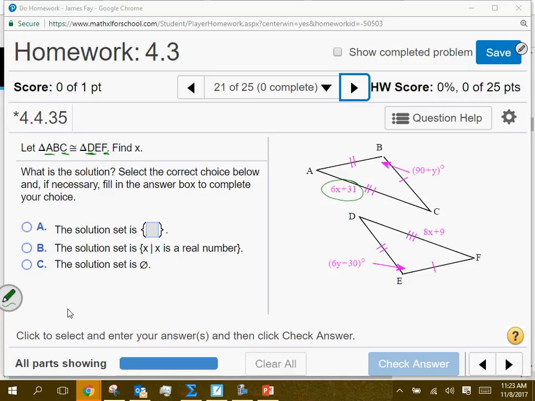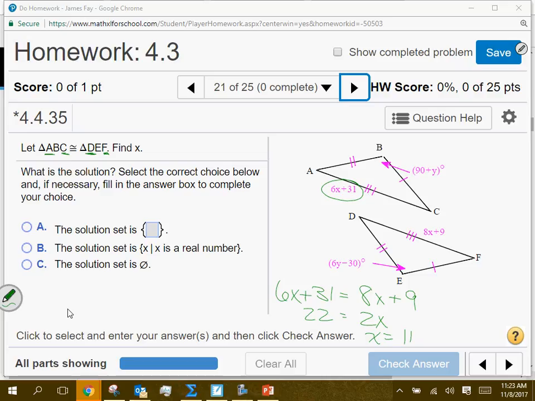Okay? So what we're going to do is take 6X plus 31 is equal to DF, which was 8X plus 9. Go through and solve that. Get 2X. Move my 9 over. What's that give me? 22? So then X ends up being 11.